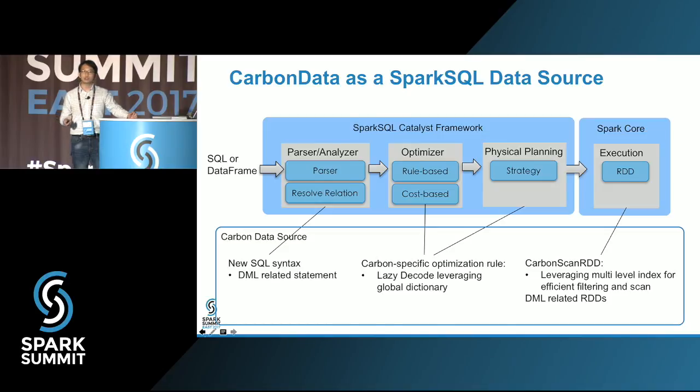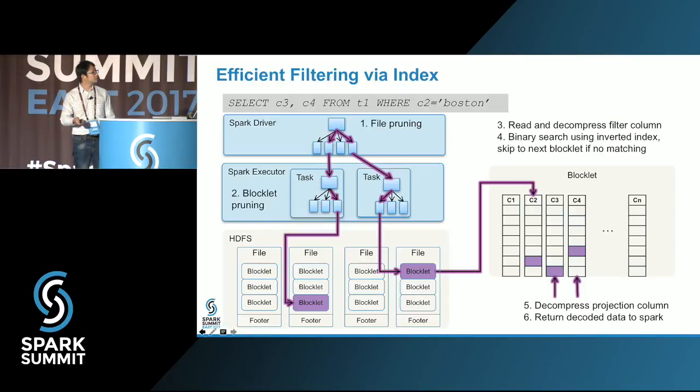The second part is the optimization rule. One of these optimization rules is the so-called lazy decode. This is to accelerate aggregation queries by leveraging the global dictionary. The third one is about the execution. We wrote some RDDs specific to Carbon, like the scan RDD, which will leverage the multi-level index in Carbondata.